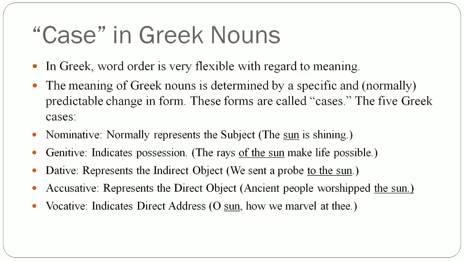The next case name is the genitive case, and normally this case indicates possession. You translate it with the word "of," or you can also translate an apostrophe s here. I actually recommend that for all genitive cases in this first year, you try and translate "of." It's not going to be anywhere in Greek, but when you identify that a word is in the genitive case, you can translate "of" before that word. For example, the rays of the sun make life possible. This is a genitive case, and therefore the sun would be in the genitive.